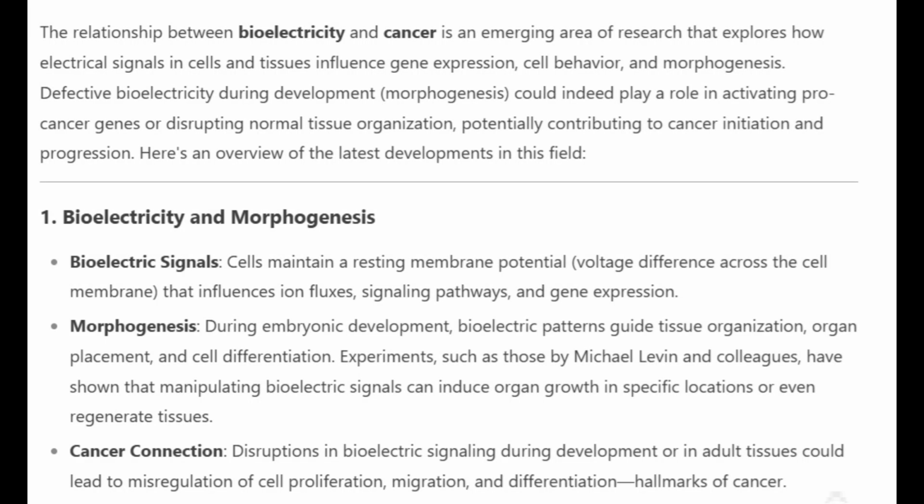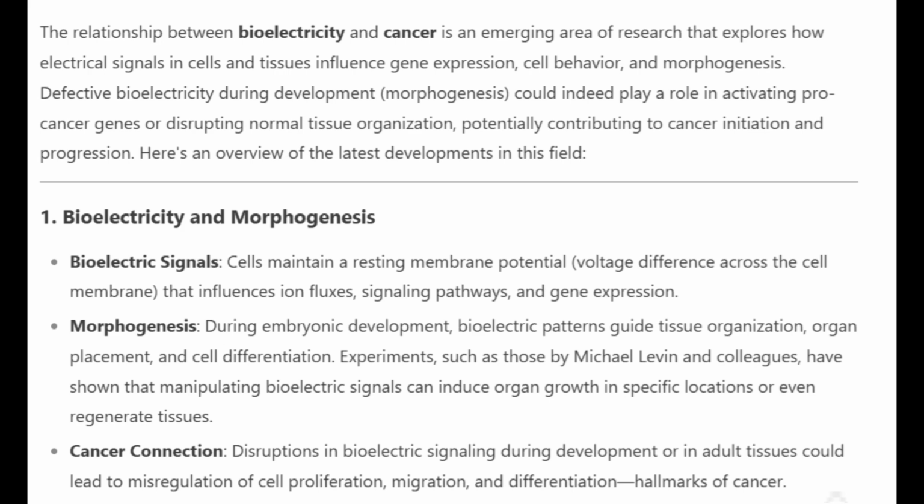The relationship between bioelectricity and cancer is an emerging area of research that explores how electrical signals in cells and tissues influence gene expression, cell behavior, and morphogenesis. Defective bioelectricity during development, morphogenesis, could indeed play a role in activating pro-cancer genes or disrupting normal tissue organization, potentially contributing to cancer initiation and progression. Here's an overview of the latest developments in this field.